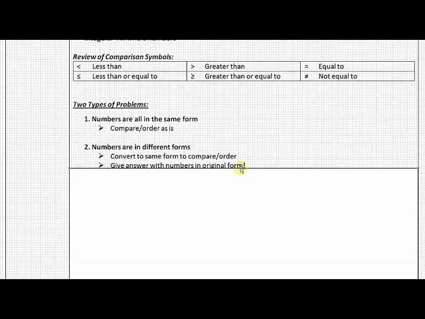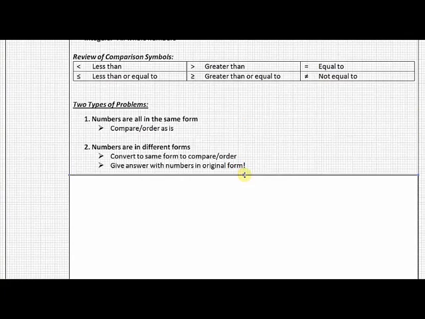So when comparing and ordering problems with basic values and rational numbers, we basically have two types of problems. The first type is when all the numbers or values are in the same form, and the second type is when they are in different forms. If we get them all in the same form, say they're all fractions, or all decimals, or all whole numbers, we can just compare them and order them as they are. But when we get problems that are in different forms, we have to do a little more work. First, we'll want to convert them to be in the same form, and then we'll compare and order them.